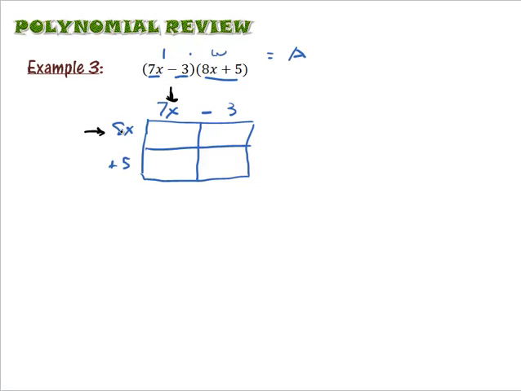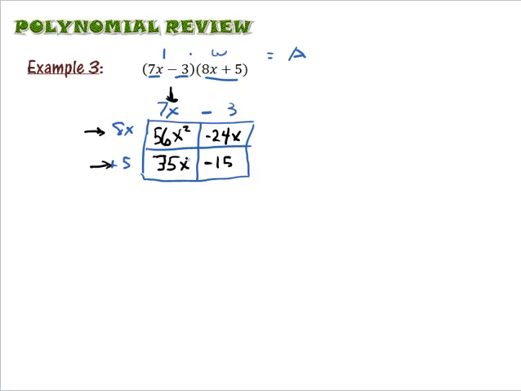So I'm going to multiply this row by this column, or this row by this column. So 7x times 8x gives me 56. Remember, x times x is x squared. To get this box, I do the row by the column. 8x times negative 3 is negative 24x. Now, I want to get this box, so I'm going to do this row times this column. So 7x times 5 is 35x. And to get this box, I'm going to do negative 3 times 5 and get negative 15.